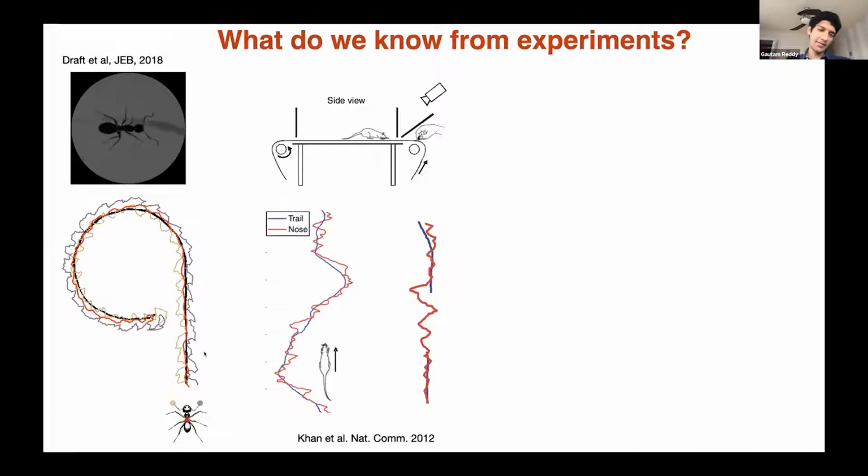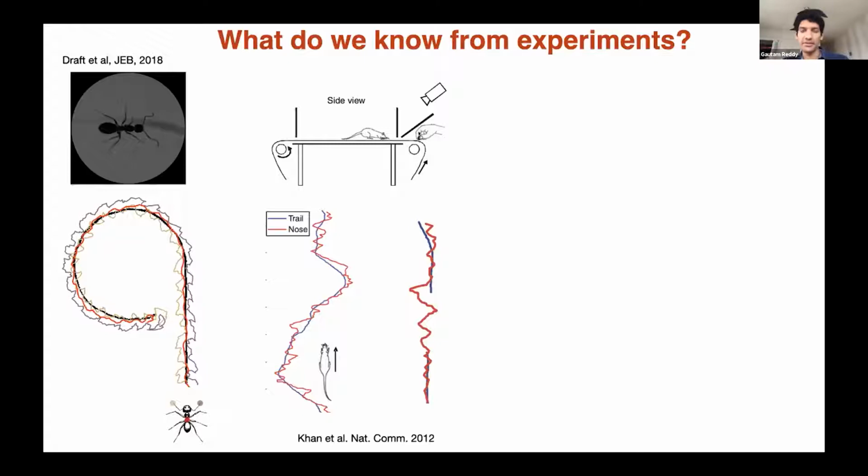And we don't really know what exactly it's doing there. One can do similar experiments with rats. So this is an experiment from Upinder Bhalla's group back in 2012. The idea here is that you have a rat on a treadmill whose speed is controlled, and you have a person drawing a trail by hand. This is a chocolate trail, and the rats are trained to follow these chocolate trails.